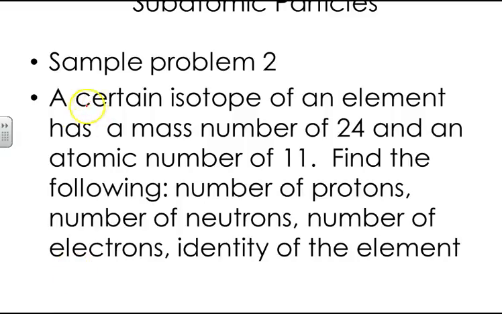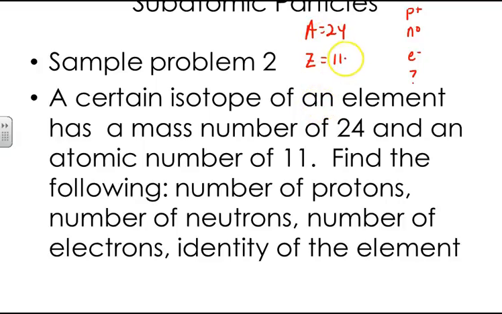Okay. So with this one, we've got an isotope of an element that has a mass number of 24. So A equals 24, and an atomic number, Z, equal to 11. We want to find the number of protons, number of neutrons, number of electrons. And we also want to identify the element. So I'll just put a question mark for what is the element.